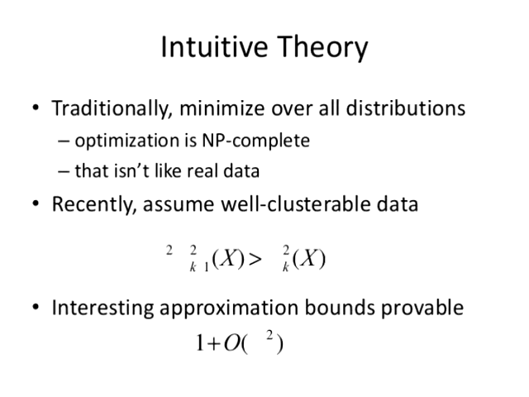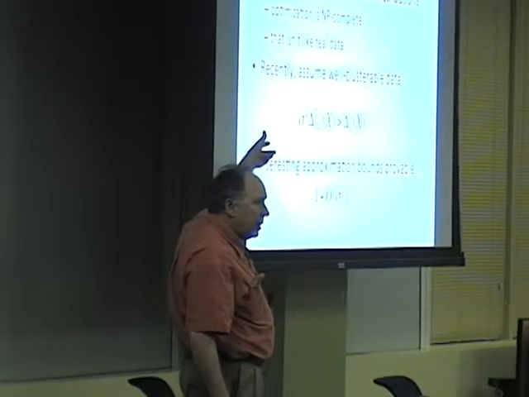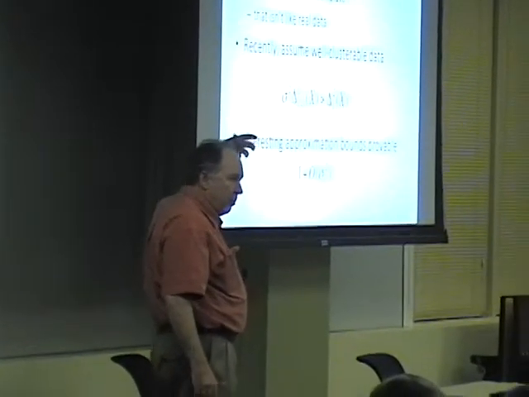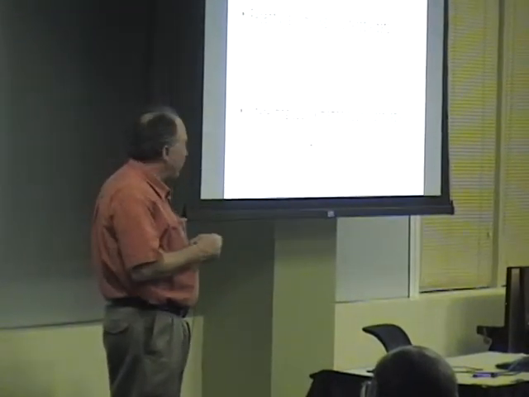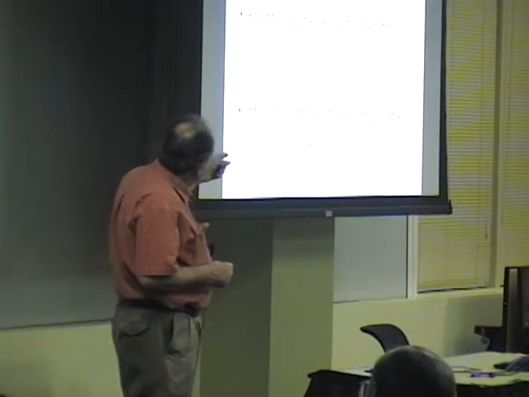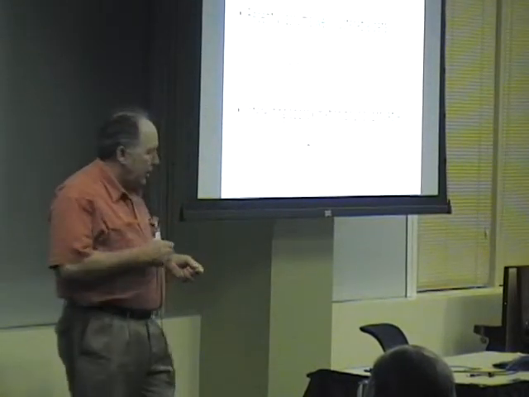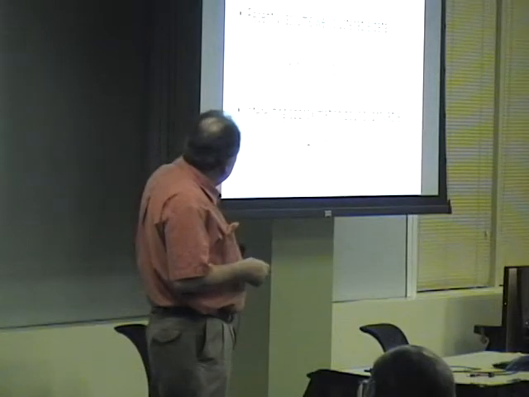And so here we say that sigma squared is, for the K minus 1 clustering that's best, bigger than the K clustering by that factor, at least that factor. And we can show that an interesting approximation algorithm exists, which gives us a clustering that is within a bound of the best.